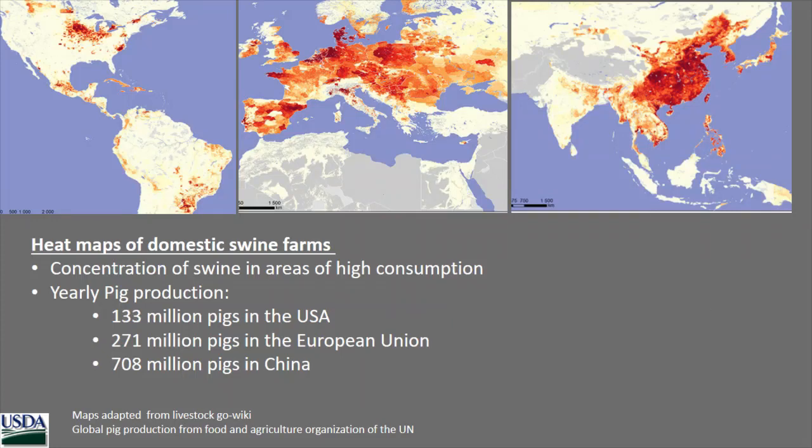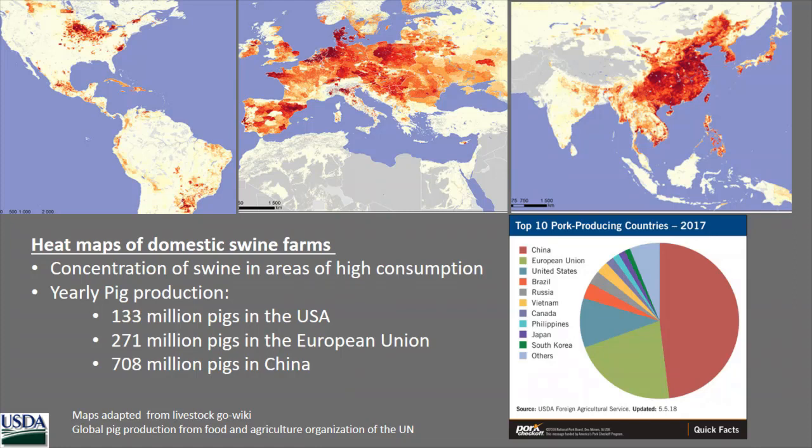When you look at the heat maps of domestic swine farms, you can see that the concentration of domestic swine is in areas of very high consumption. And when you look at yearly pig numbers, in the U.S. we produce about 133 million pigs, 271 million pigs are produced in the European Union, and over 700 million pigs in China.